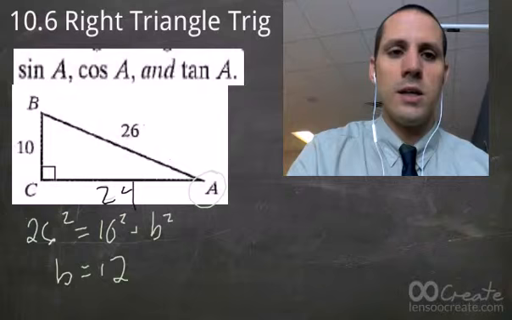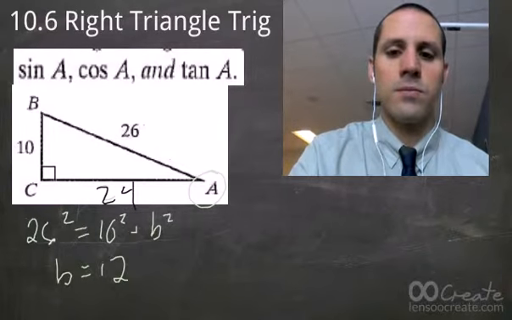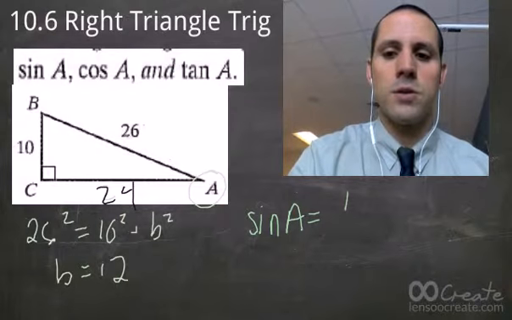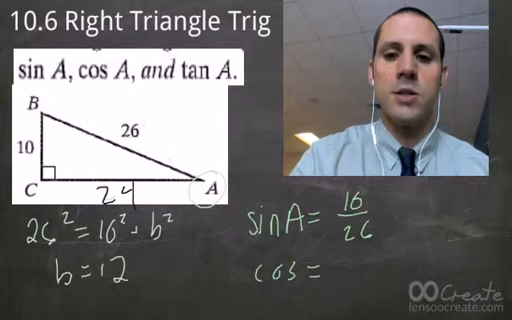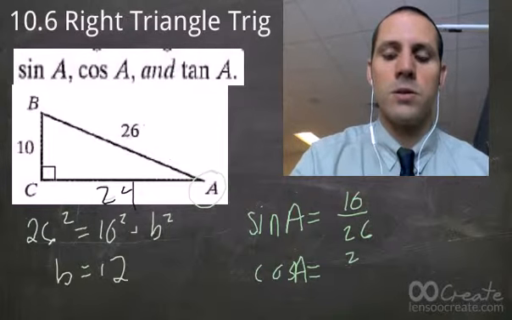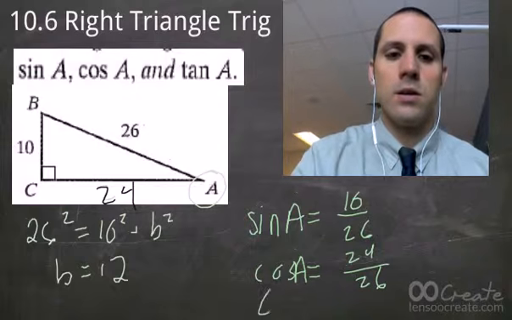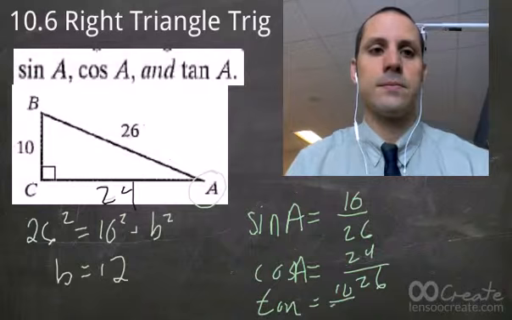Good. So now we can fill in our ratios. The sine of A is the opposite over the hypotenuse. The cosine of A is the adjacent over the hypotenuse. And the tangent of A is the opposite over the adjacent.